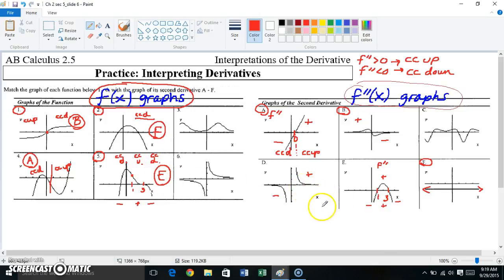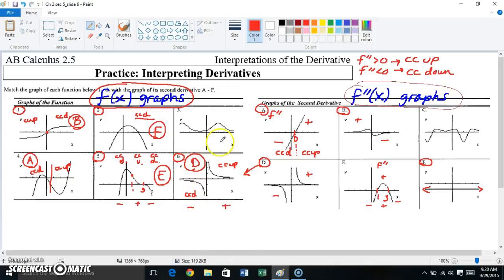Okie dokie. Let's look at graph number 6. We know we're concave down to the left, and we know we're concave up to the right. So we have to have a negative second derivative, then a positive second derivative. Right? And graph C is doing way too much stuff, so D must go with 6.